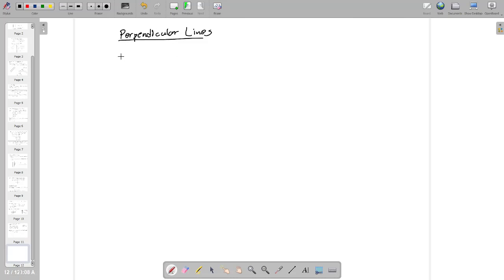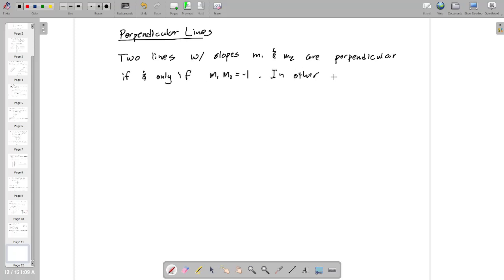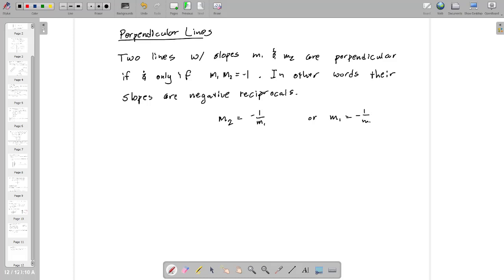Perpendicular lines. Two lines with slopes m1 and m2 are perpendicular if and only if m1 times m2 equals -1. In other words, their slopes are negative reciprocals. So in this case, m2 would equal -1 over m1, or m1 equals -1 over m2. These two are the same equation. They all follow from this equation here.